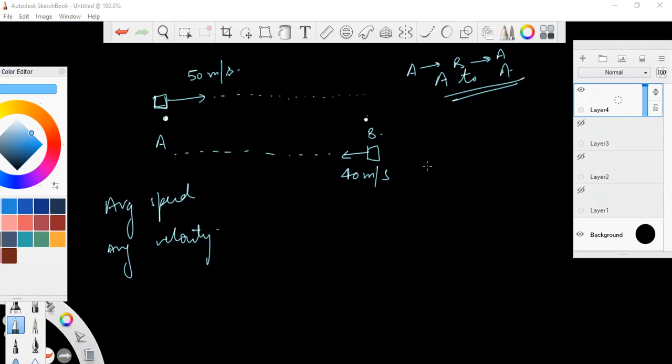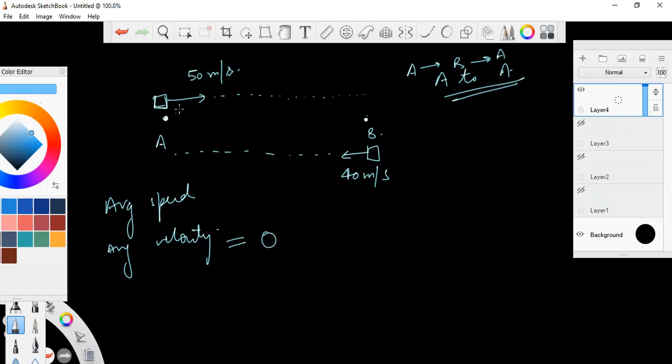Average speed, a lot of you have written the correct answer. I think you guys know how to do this. The average velocity will be 0 because the overall displacement is 0. Correct. Average velocity, I think everyone should be able to see this. It is 0. Why? Total average velocity is total displacement by total time.